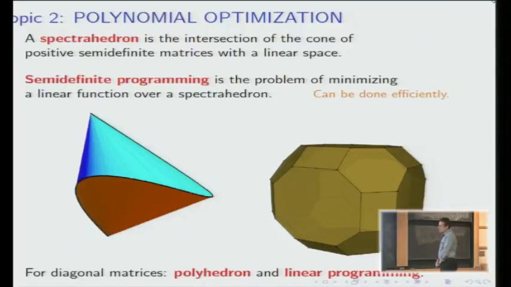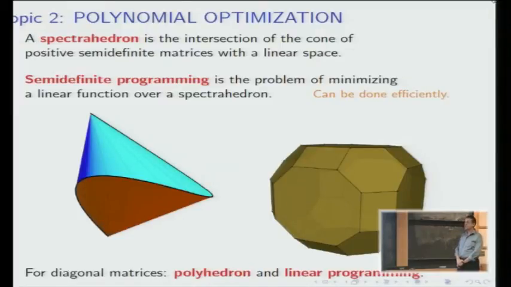Now, an important special case is one that you're probably familiar with, namely if your linear space of matrices consists of diagonal matrices only. Well, a diagonal matrix is positive definite only if the entries are positive. So in that case, the cone is the orthant. Now, what happens if you cut the orthant with the linear space? You get a convex polyhedron, or polytope if it's bounded.